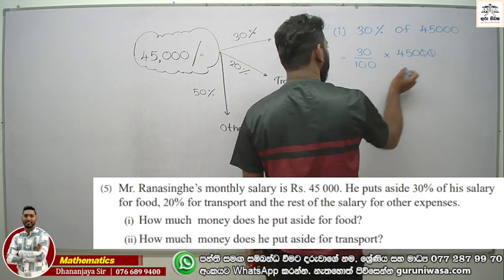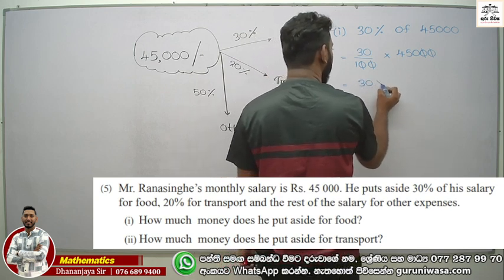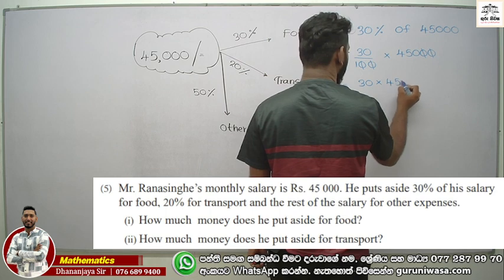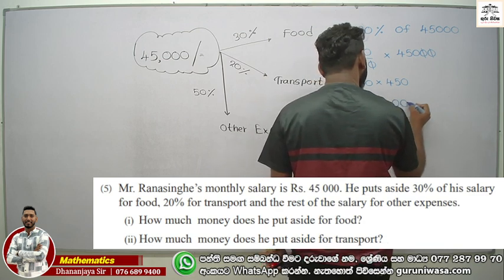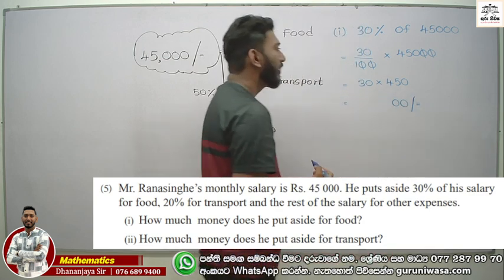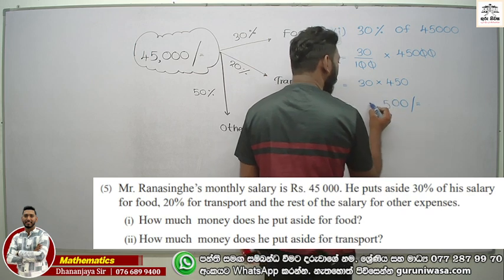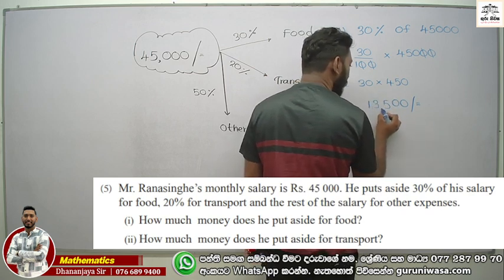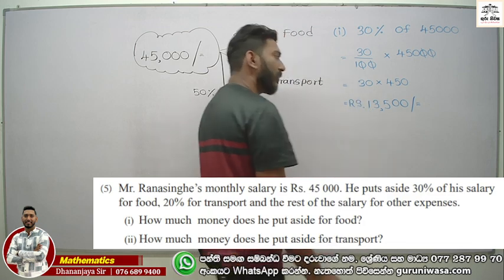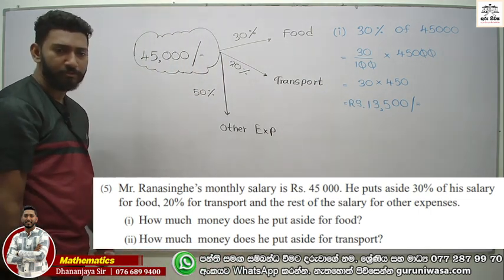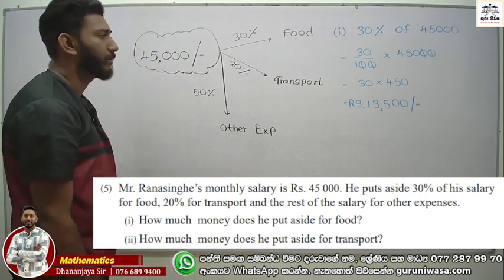Two zeros, and the answer becomes 30 multiplied by 450. Put the two zeros as the last two digits, and 3 times 5 is 15, one remainder, and 12 and 13. 13,500 rupees. Yeah, well done. Right?